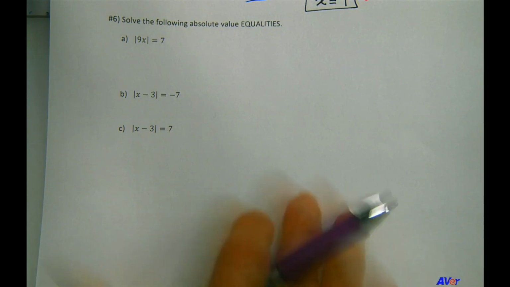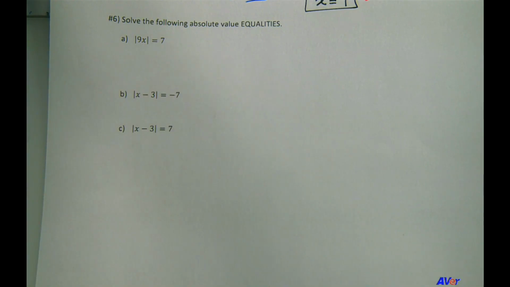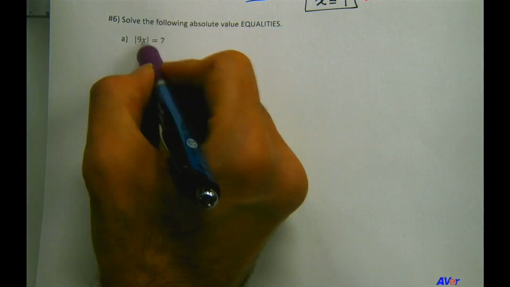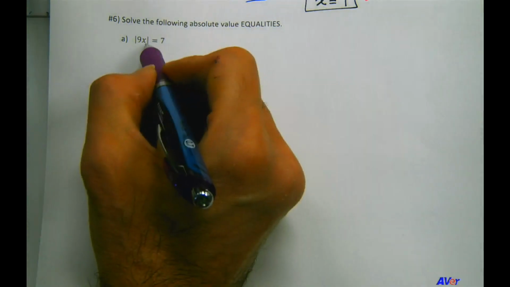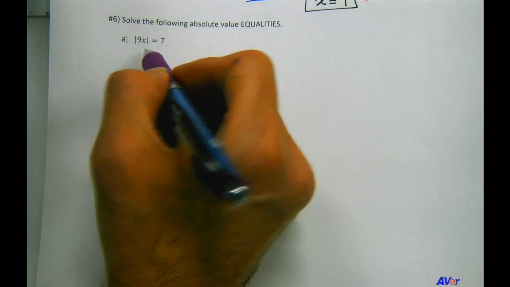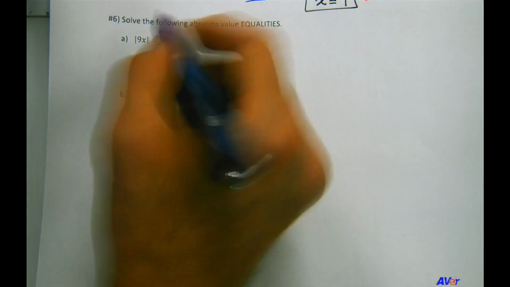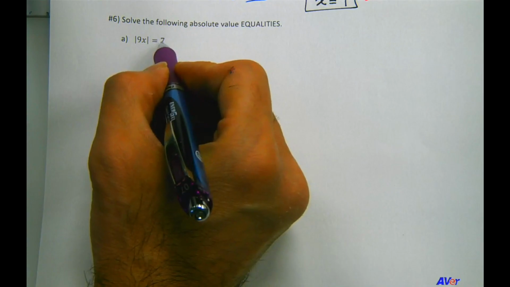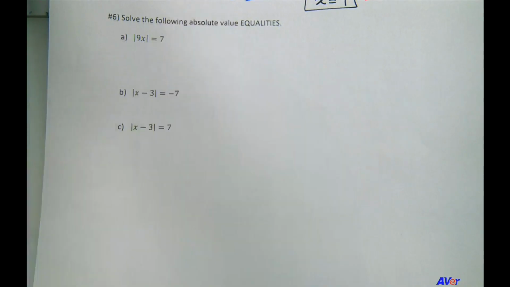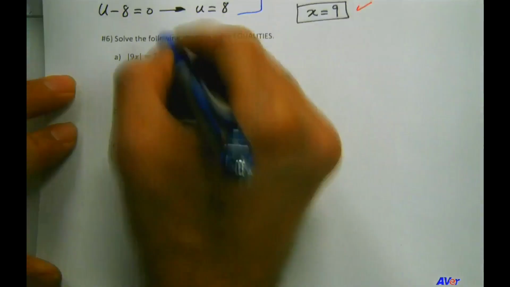We need to ungroup x from the absolute value. One thing you should know, and this goes back to the definition of an absolute value, is that when you ungroup the x term from an absolute value symbol, you're going to end up with two solutions. One side gets multiplied by -1.